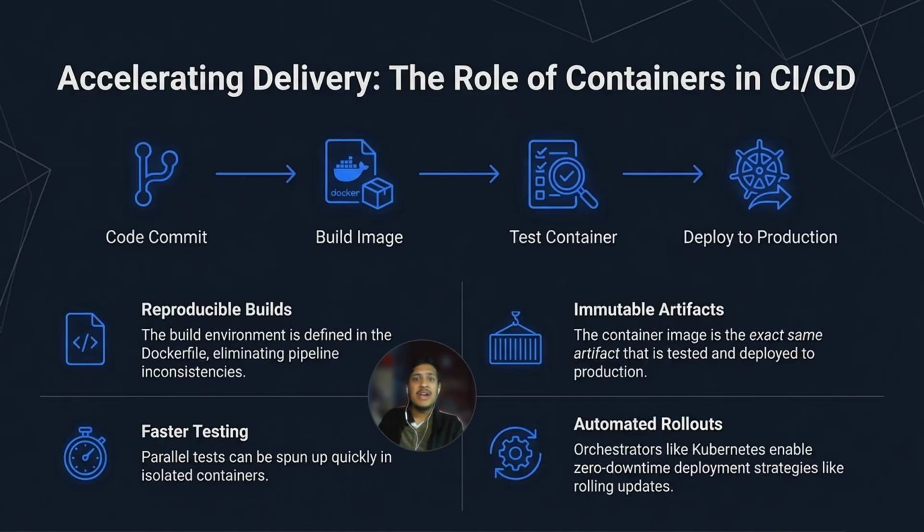Containers are the engine behind modern CI/CD pipelines. The process flows from code, commit, build image, test container, and deploy to production. This approach offers four key advantages. Reproducible builds. The build environment is defined in the Dockerfile, which eliminates pipeline inconsistencies. Faster testing. Parallel tests can be spun up quickly in isolated containers. Immutable artifacts. The container image that passes testing is the exact same artifact that is deployed to production. Automated rollouts. Orchestrators enable zero downtime strategies like rolling updates.